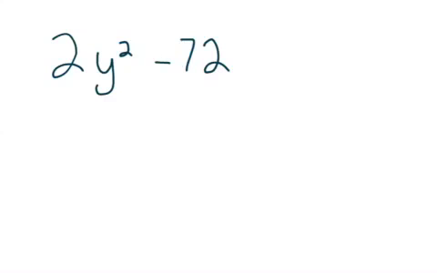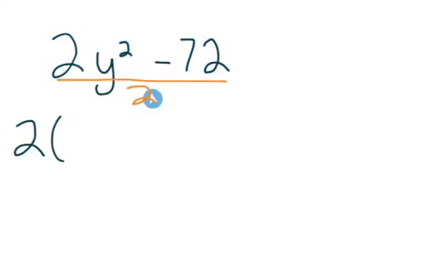So we're looking for a number that they can both be divided by. My coefficient here is 2. 72 can also be divided by 2. So my GCF is going to be 2. So I put that in parentheses, and then both these terms get divided by 2. So 2y squared divided by 2 is y squared, and minus 72 divided by 2 is minus 36.